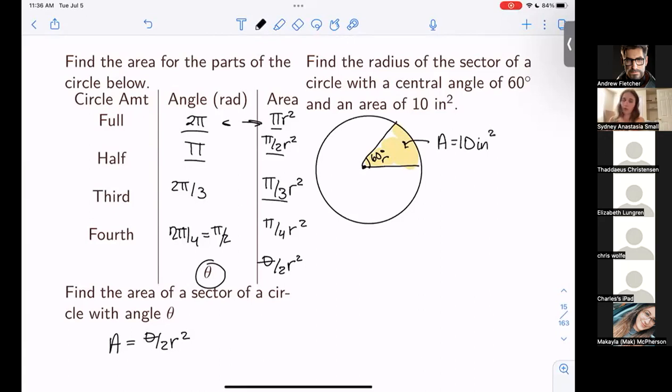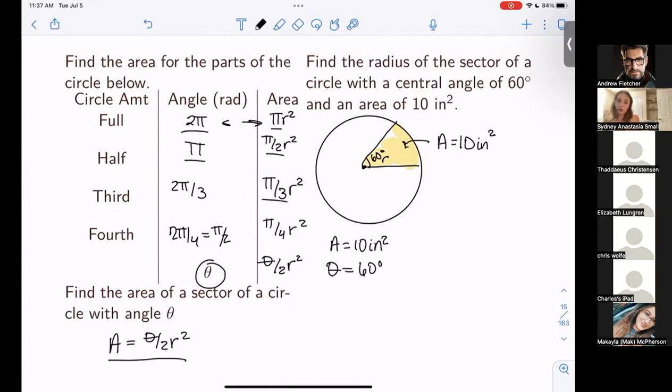Okay, well, what do I know here? I have this formula with three unknowns: the area, the angle theta, and the radius. So let's plug in what I know. I know that A equals theta over 2 times r squared. I know the area is 10 inches squared, and I know that theta is 60 degrees.